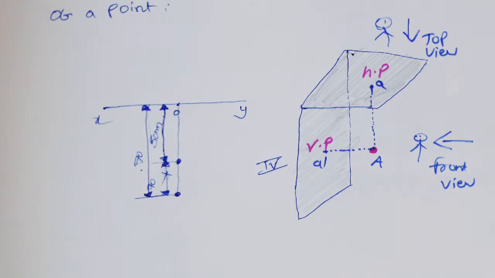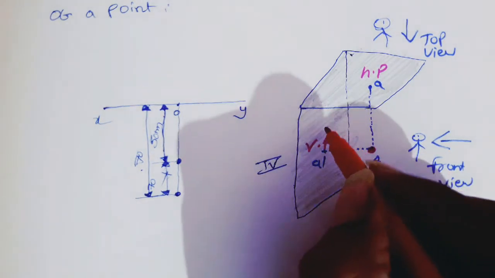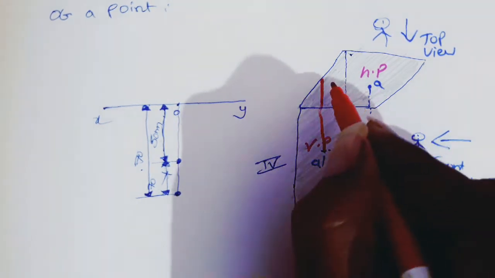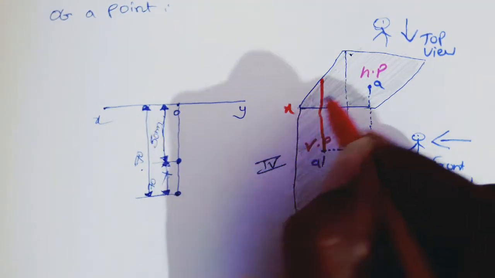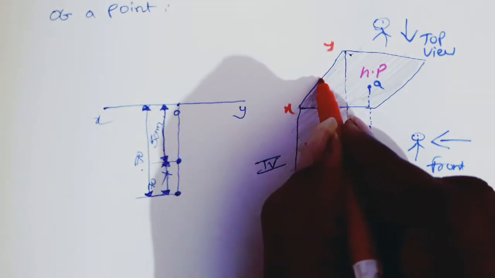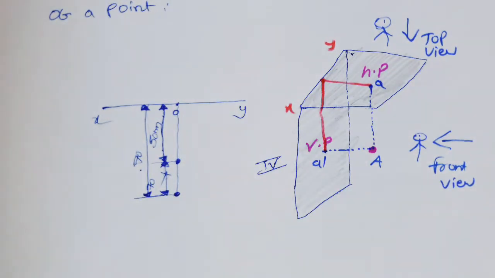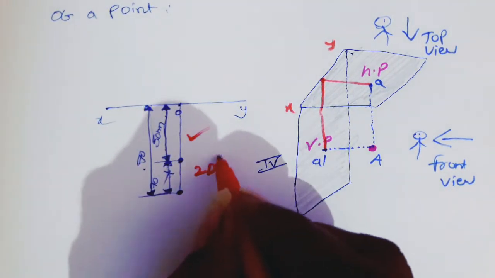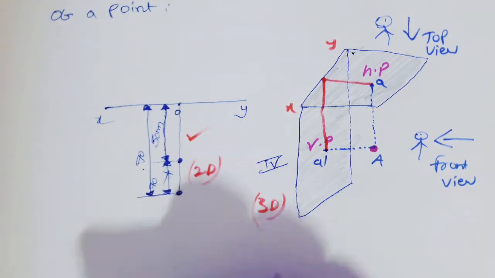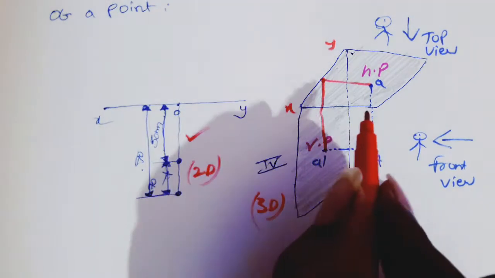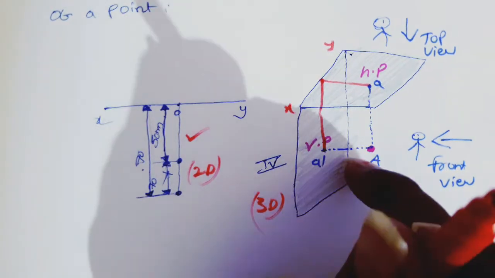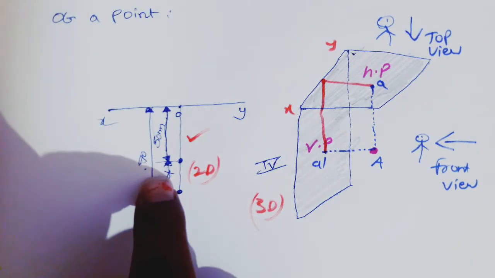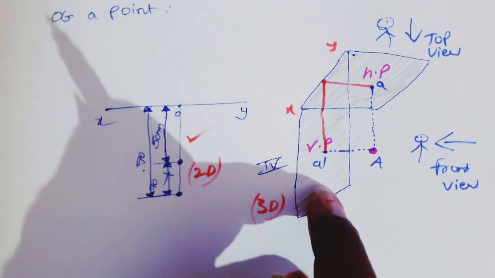Okay, when you connect these lines with respect to this XY reference line, then you will get this one in 2D. This is the 2D representation, this is the 3D representation. In the examination this is not required. You have to show only the orthographic projection. This is called the orthographic projection of a point.